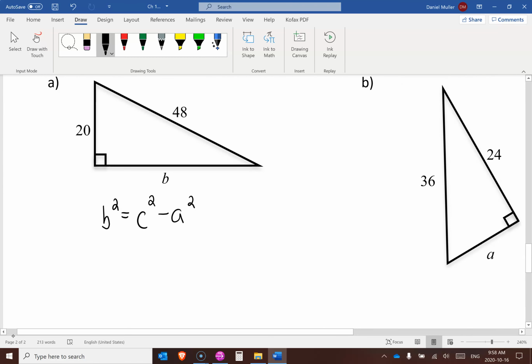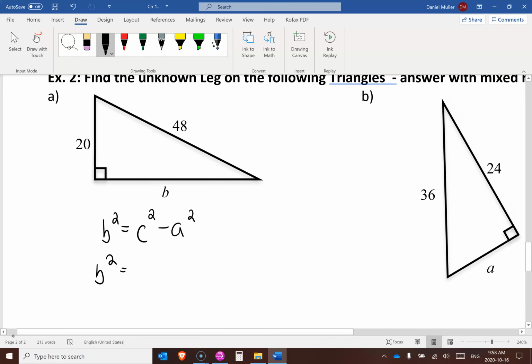Now B squared, I don't actually know because I don't know B, so I'm going to write B squared equals C. Now which one's C? Well, C is the hypotenuse, and it's always the longer side. But you can always look as well, it's always the side that's directly opposite of the 90 degree angle. So this right here is the hypotenuse, which is C. So here we're going to have 48 squared minus A squared, well that would just be the other leg that we already know, which is 20 squared.